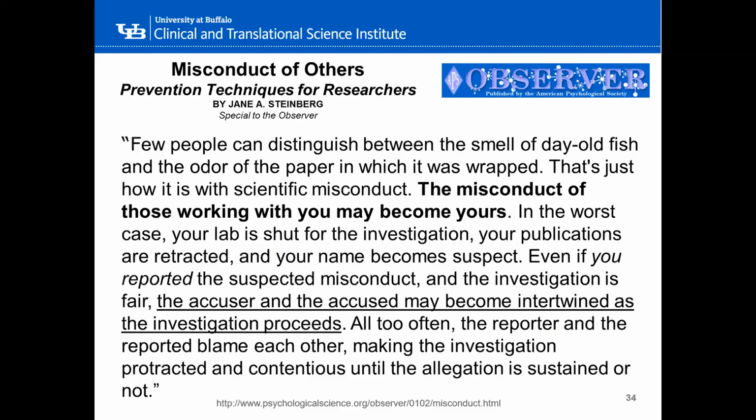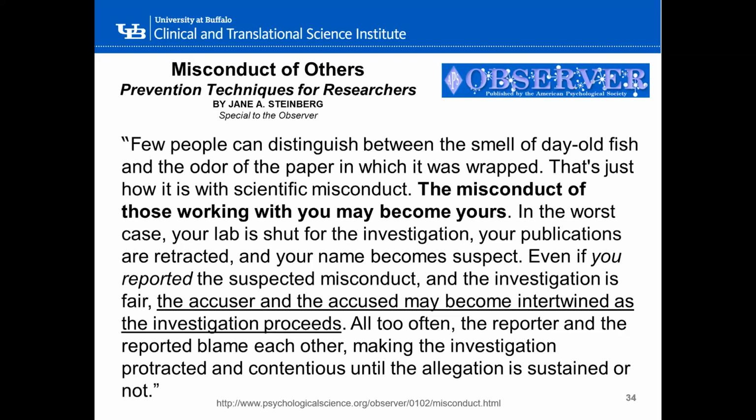Okay. Here's another thing. Because science is increasingly collaborative, the term team science is certainly familiar to everybody. And here at the University at Buffalo, in the tenure and promotions process, team science has actually become increasingly valued. So this is something that you need to be aware of. And here's a quote from an article that came out several years ago. Few people can distinguish between the smell of day-old fish and the odor of the paper in which it was wrapped. That's just how it is with scientific misconduct. The misconduct of those working with you may become yours.